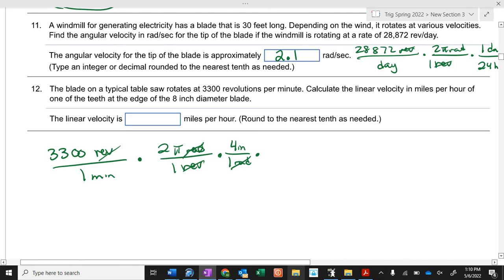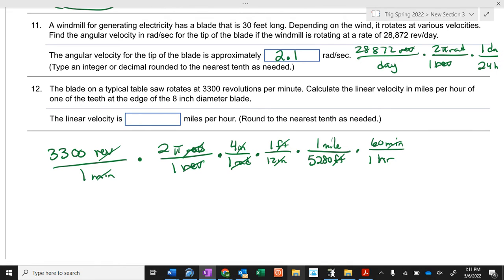I need to get it in miles. I know that in 1 foot there's 12 inches. And in 1 mile, there's how many feet? 5,280 feet. Feet cancels with feet. Inches cancels with inches. I have miles per minute. I need miles per hour. I know that there are 60 minutes in 1 hour. Minutes cancel with minutes. I'm good to go. 3,300 times 2 times pi times 4 divided by 12 divided by 5,280 times 60. You do the math, right, Eddie?